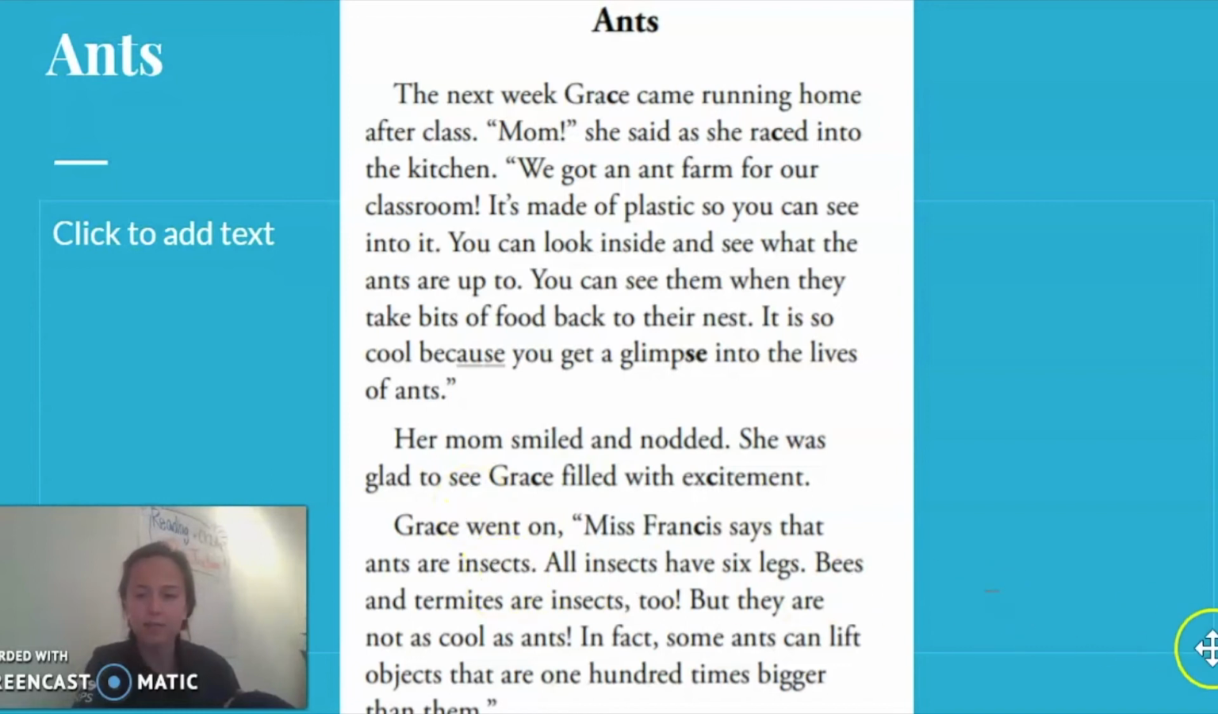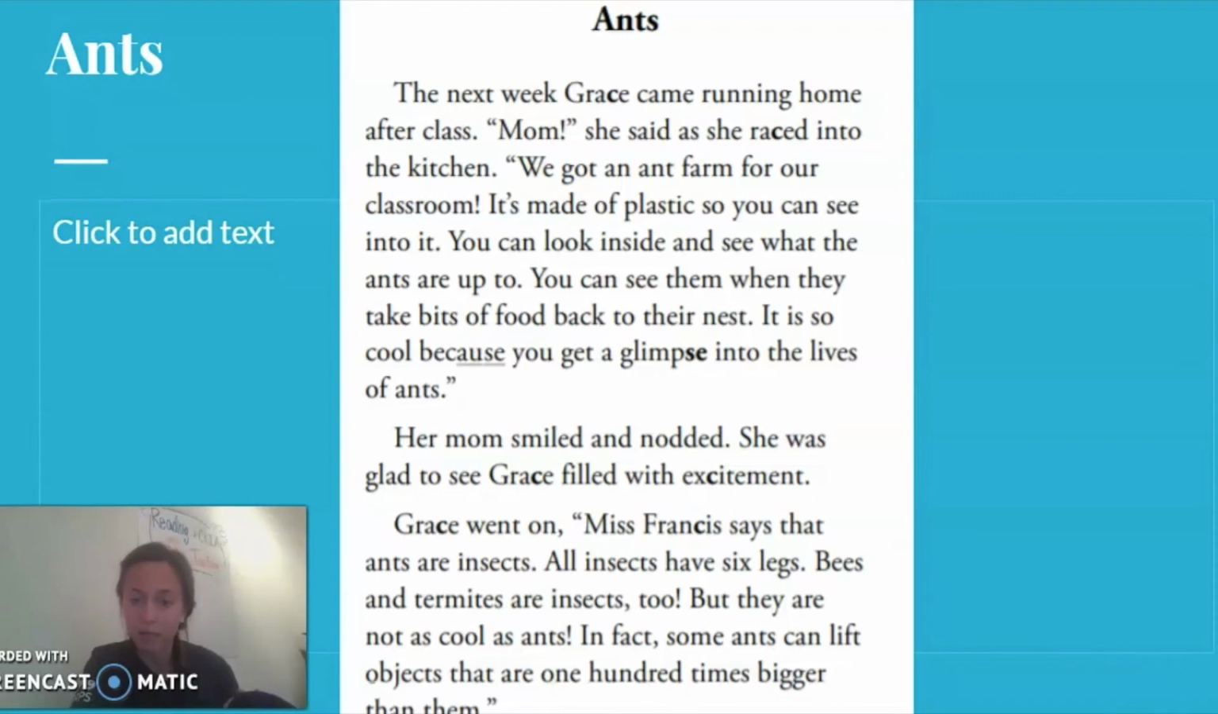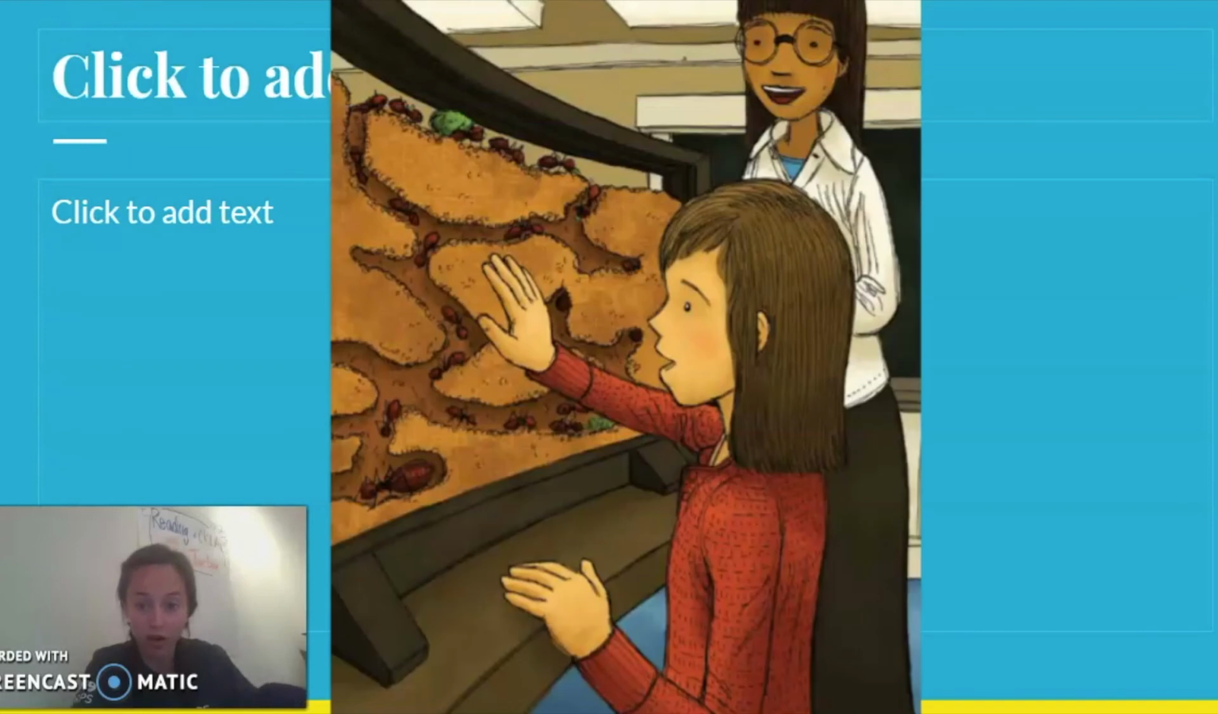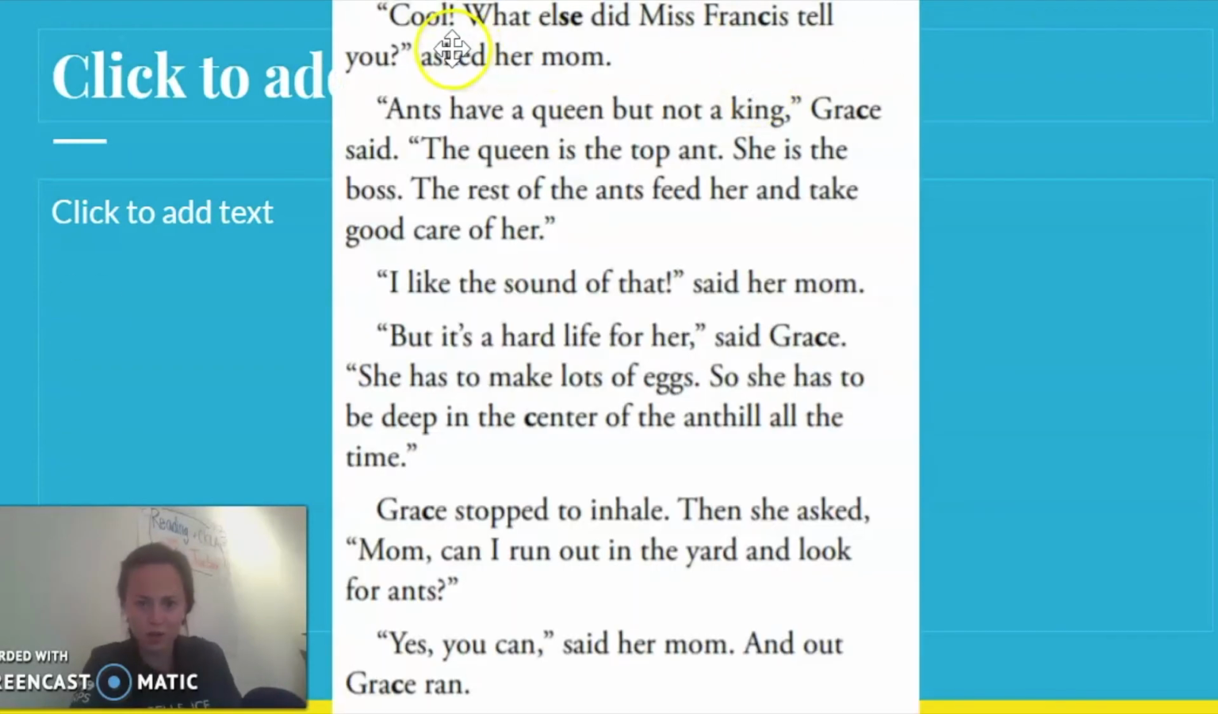Grace went on. "Miss Francis says that ants are insects. All insects have 6 legs. Bees and termites are insects too. But they are not as cool as ants. In fact, some ants can lift objects that are 100 times bigger than them." Wow, ants are strong, aren't they? The ant farm. "Cool. What else did Miss Francis tell you?"